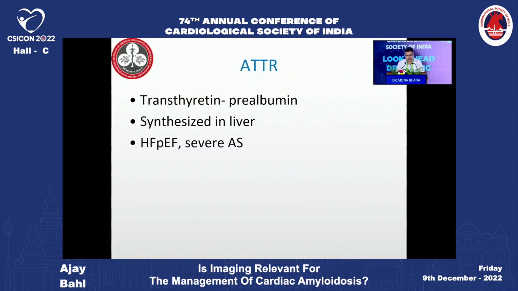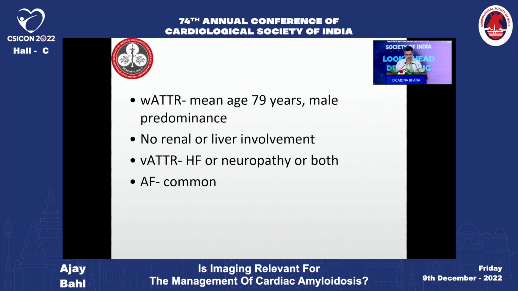So ATTR is basically a pre-albumin that is deposited. It is synthesized in the liver. It may be either wild type, which occurs in the elderly around the age of 75 to 80, or it may be mutant, which can occur in younger individuals. It causes heart failure. So ATTR amyloidosis is typically seen in two situations: heart failure with preserved ejection fraction, especially in younger individuals, and patients with severe aortic stenosis. So wild type occurs at a later age, whereas the variant or the mutant occurs at a young age.